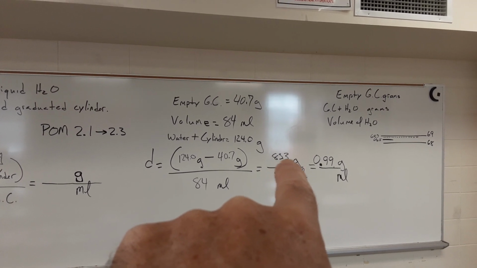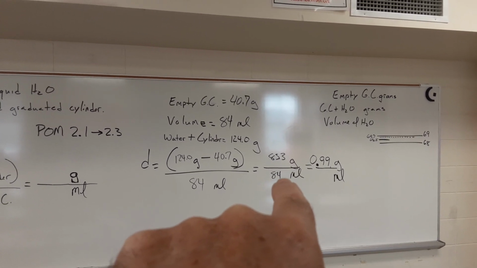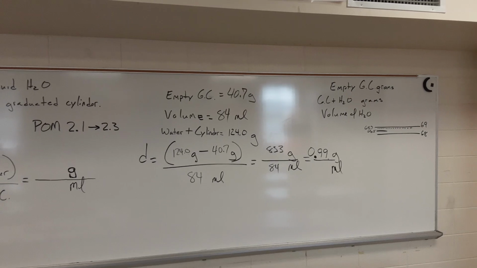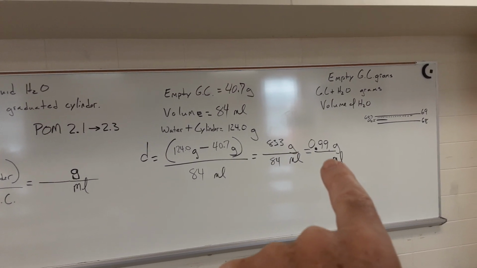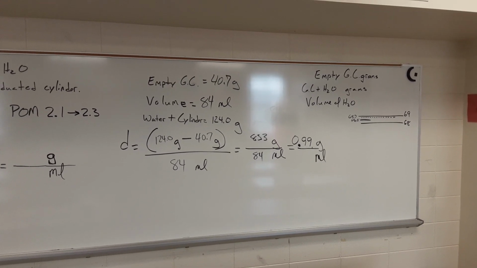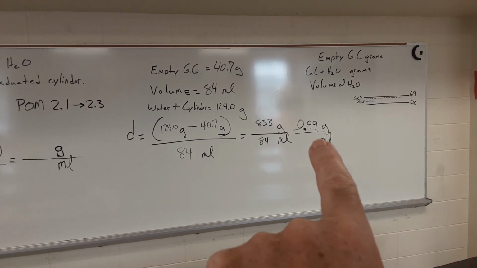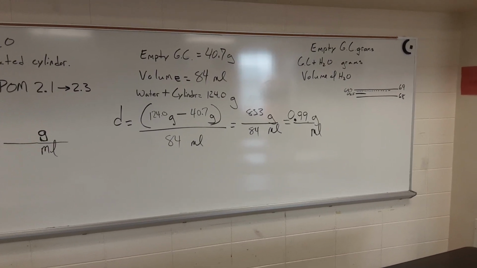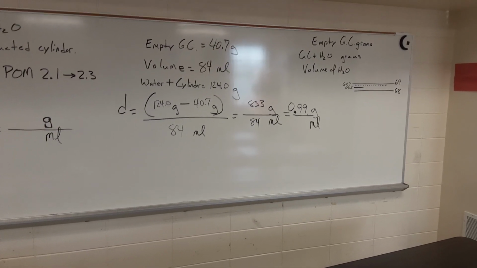So we got 83.3 grams of liquid water divided by how many milliliters of volume it took up. And our arithmetic shows us that this number divided by this number is 0.99 grams per milliliter. Every group that did this lab correctly got a number that was very close to 1 and will at least round to 1 gram per milliliter, because that is the density of water.